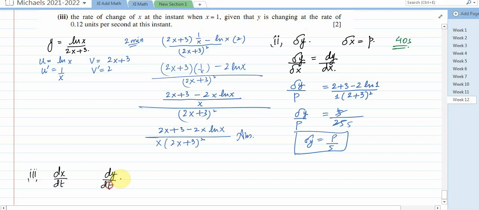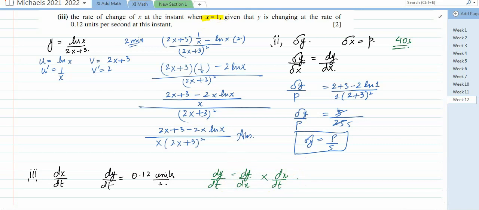dy over dt is given as 0.12 units per second. We need to find dx over dt. The basic working formula of the chain rule is: dy over dt is equal to dy over dx times dx over dt, right? The value of x we have is 1. That is, we need to find dy by dx. dx over dt is what we are looking for, and dy over dt is 0.12.